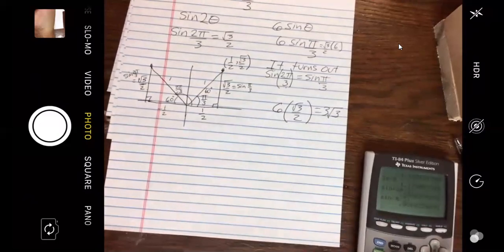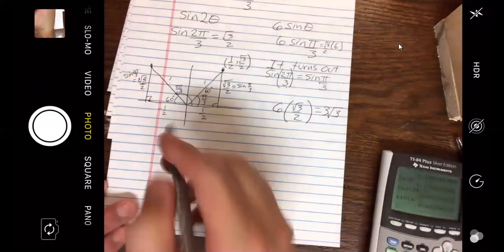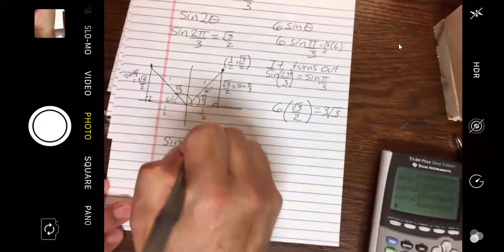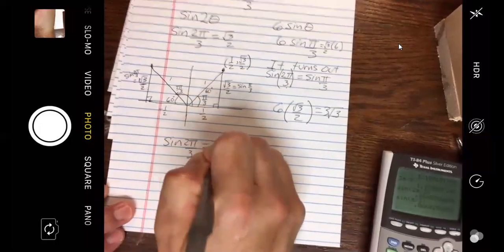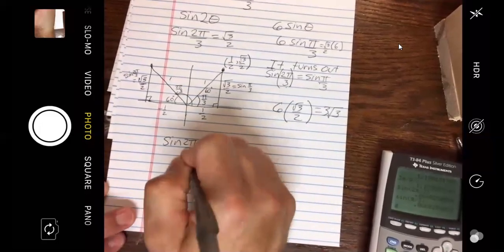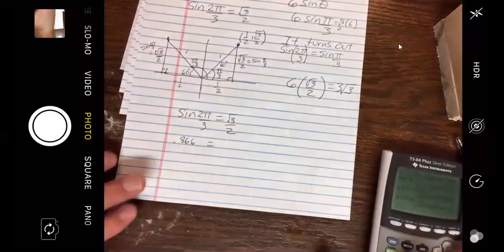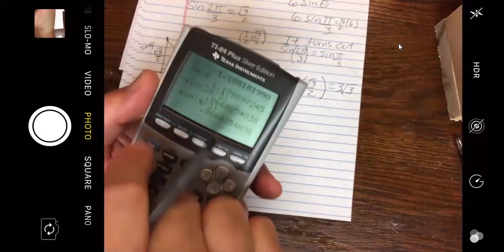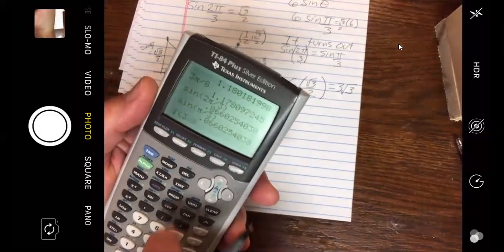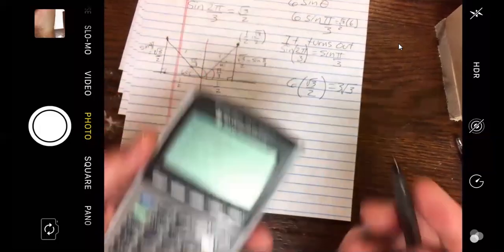You can double check this by getting the decimals. In other words, we're saying sine of 2 pi over 3 is root 3 over 2. I already punched the sine of 2 pi over 3 for you, got 0.866. Punch it directly as root 3 over 2. And there's your 0.866.